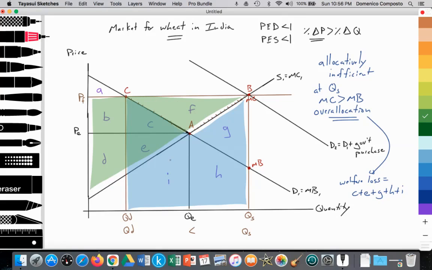But it creates this welfare loss, right? It creates this area of G, H, and I. It also includes C and E. Now, why are C and E included? Because we would get areas C and E in the free market anyway. We would get it for free in the free market.